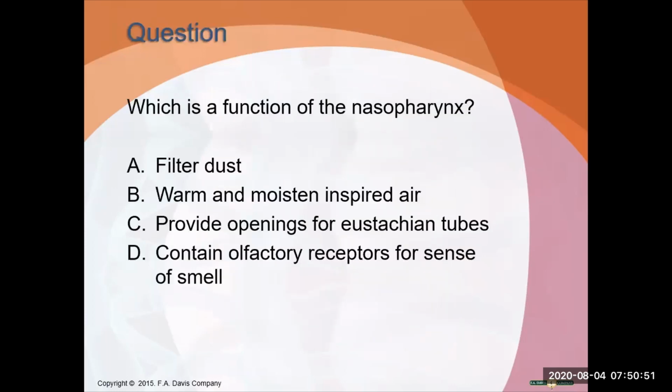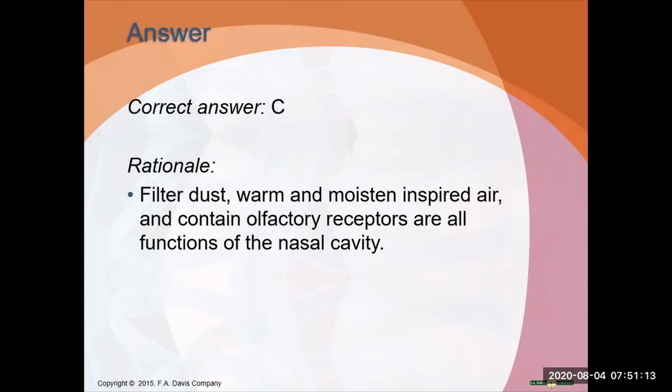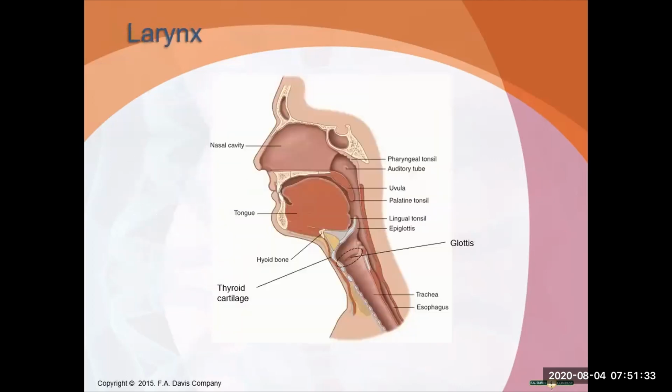Question: what is the function of the nasopharynx? A, to filter dust. B, to warm and moisten inspired air. C, to provide openings for eustachian tubes. Or D, to contain the olfactory receptors for sense of smell. The answer is C. Rationale: filter dust, warm and moisten inspired air, and contain olfactory receptors are all functions of the nasal cavity. So the nasopharynx is for the eustachian tubes.